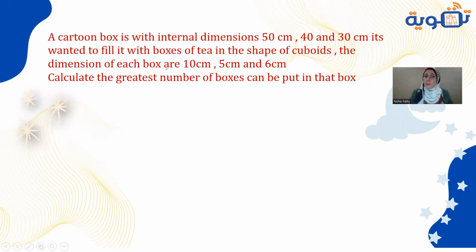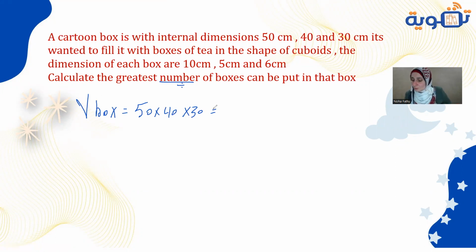A carton box with internal dimensions 50, 40, 30 wanted to fill it with boxes of the shape of a cuboid with dimension 10, 5, 6. Calculate the greatest number of the boxes. If he said number, it means divide. Divide what over what? The big volume over the small volume. So first, the volume of the box. Volume of the box 50 times 40 times 30 equals 60,000 cubic centimeters.